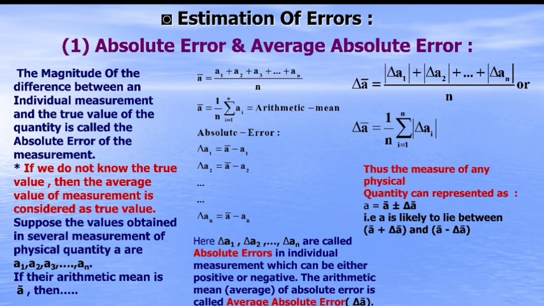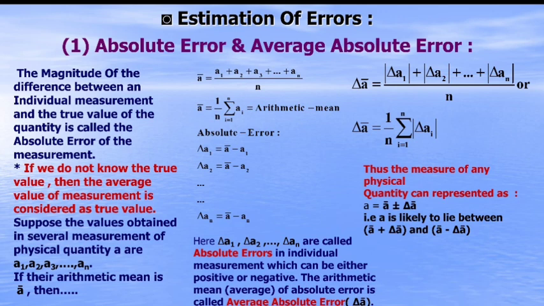Suppose the values obtained in several measurements of the physical quantity A are A1, A2, A3 up to An, then their arithmetic mean is A bar, given by A bar is equal to 1 upon n sigma Ai, which is equal to A1 plus A2 up to An upon n. So the absolute errors are delta A1 is equal to A bar minus A1, delta A2 is equal to A bar minus A2, and so on, delta An is equal to A bar minus An.